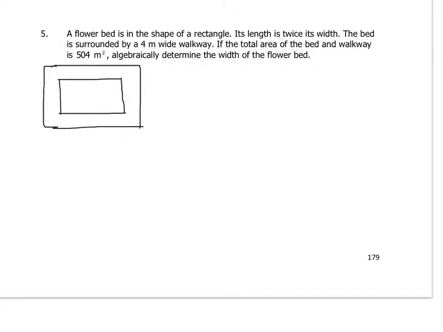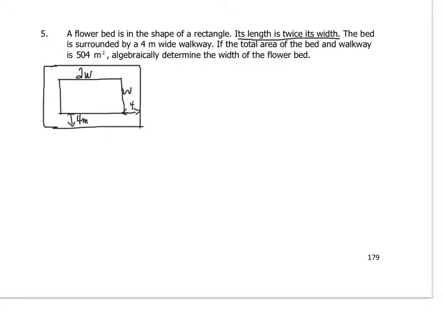Okay, so we fill in what we know here. We don't know the length or the width, but we do know the length is twice its width. So if I let W be the width, then this should be 2W on the length. The bed is surrounded by a 4-meter wide walkway, so we know that this walkway is 4. And no matter where I take the width of that walkway, it would be 4.